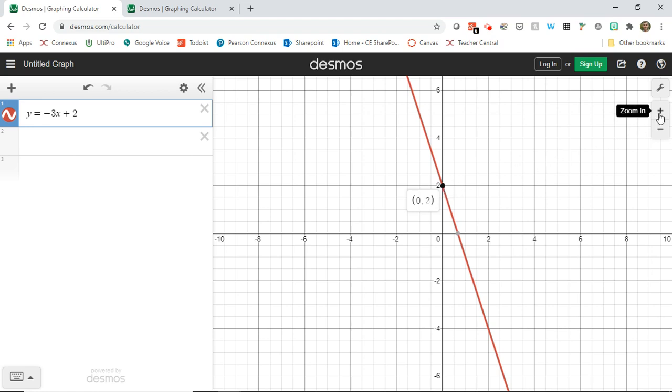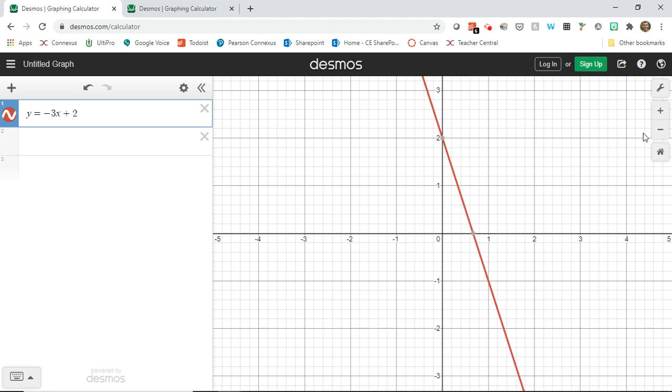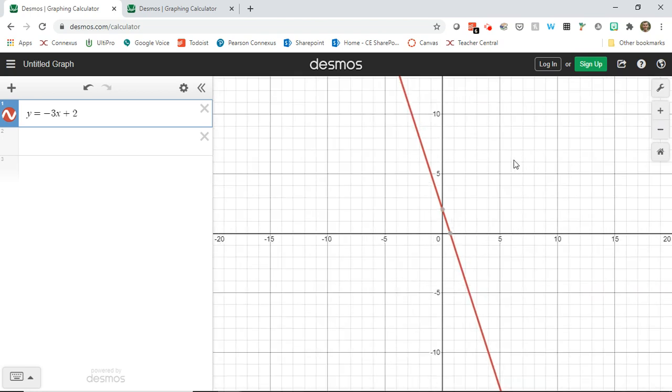I'm going to zoom in just a little bit here. Oops, nope, zoom out. That's what I want. All right, so (0, 2) is our y-intercept. Now we have a slope of -3. That means that between any points on this line, there's going to be a slope of -3, or a rate of change of -3.